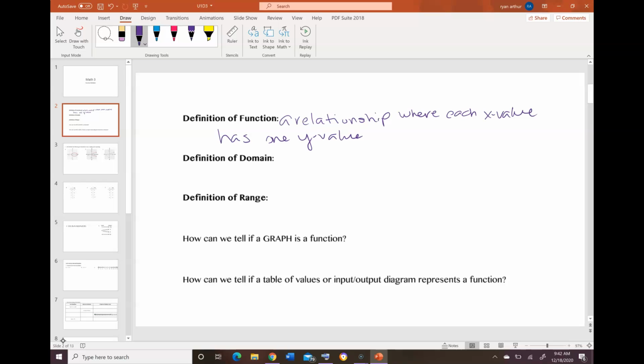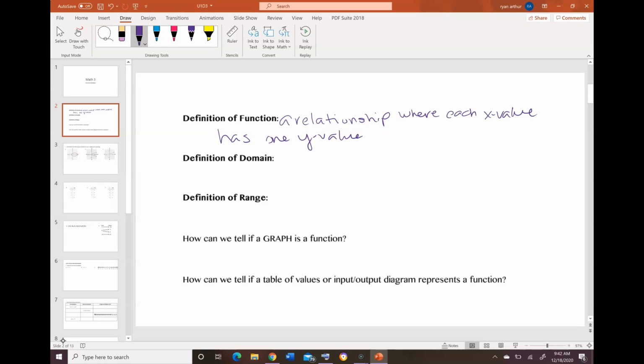Think of it as a function's very kind of stingy. The x values only want one y value. It's one per thing. So to be a function, you've got to be stingy, and you only want one of each. The x value doesn't want to share its y value with anybody else.